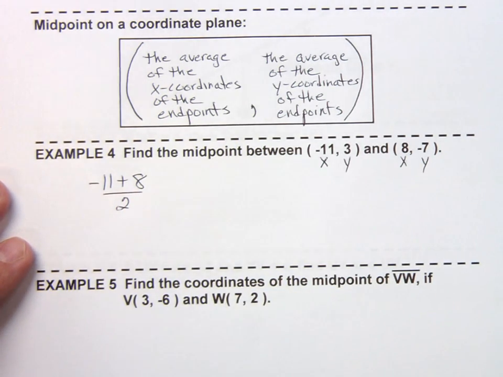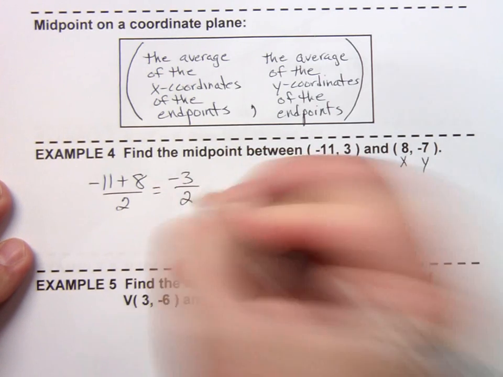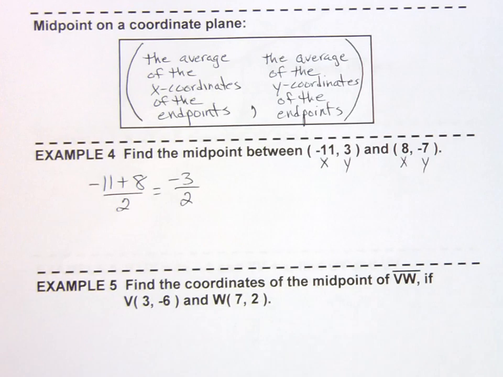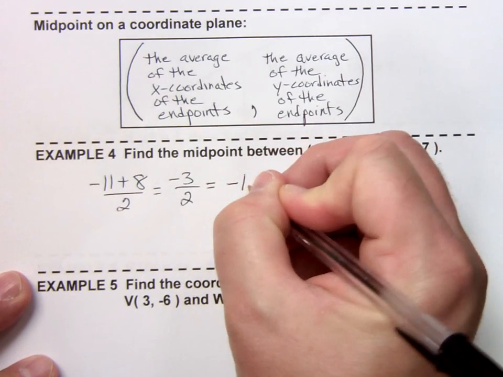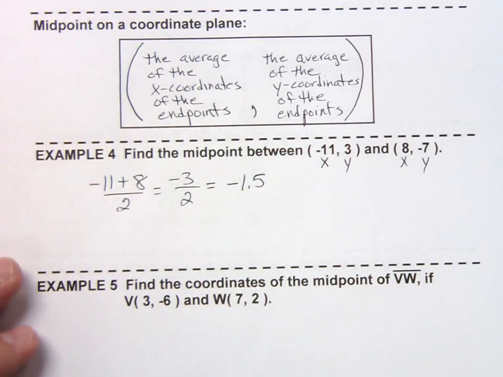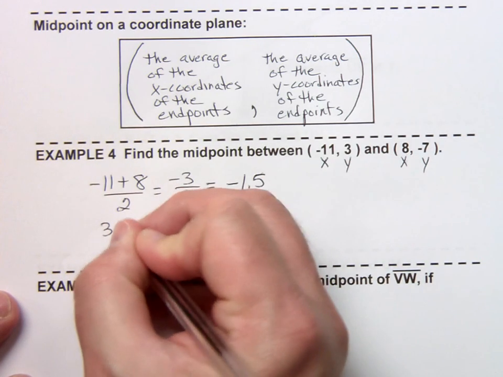So negative 11 plus 8 is a negative 3. And if you like fractions, your fraction is reduced right there already because 2 doesn't go into negative 3 evenly. Or if you like decimals, that could come out to a negative 1.5. I do the same thing with the y values now. I'm going to average the y coordinates from the endpoints. So I have 3 and negative 7.